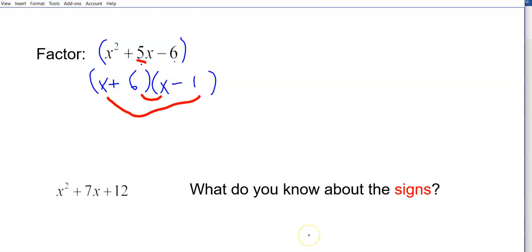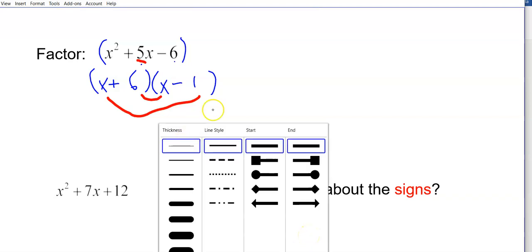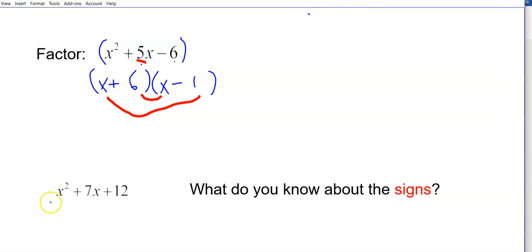So let's try this one. Again, I think you've probably done some of this factoring before. So if you're going to factor this, you start with x and x.